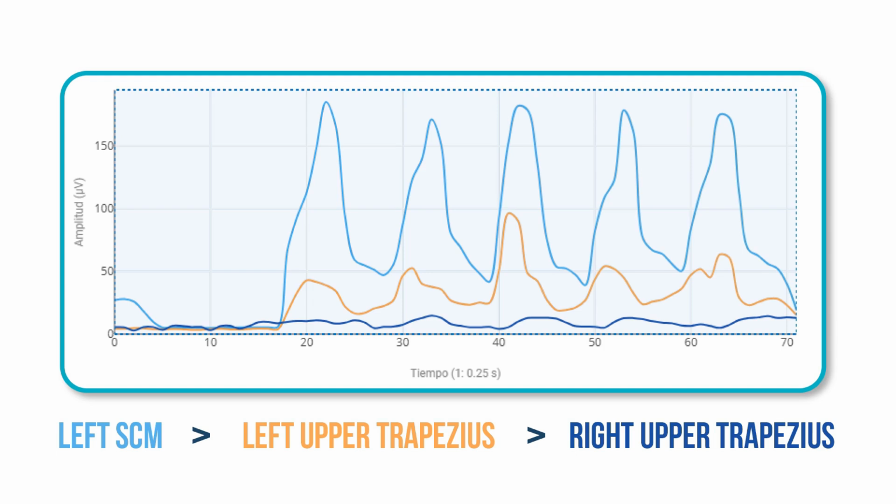Look at the results. The left SCM activates more than the left and right upper trapezius. This is good synergy. The left upper trapezius activates much more than the right upper trapezius. We have unilateral hyperactivity. The left trapezius needs twice the recruitment of the contralateral side to perform a movement where it is not the main actor. This indicates trapezius compensation, generating greater tension toward the cervical region.